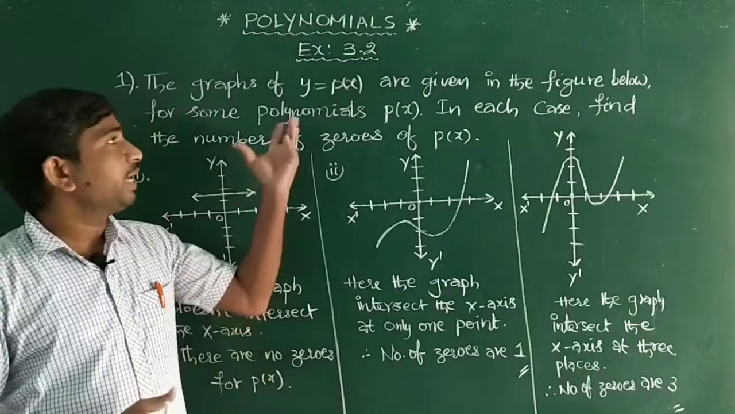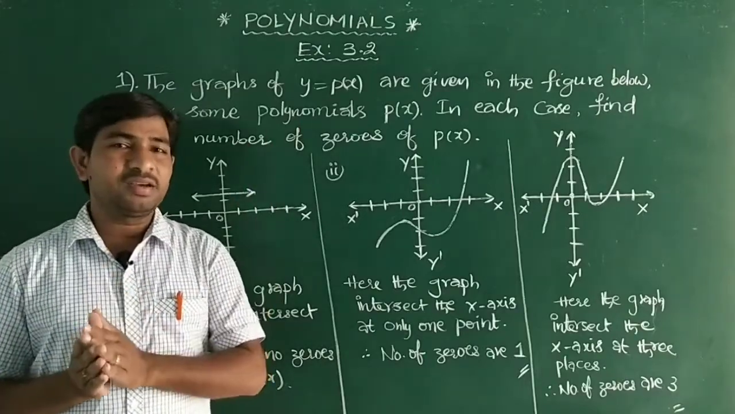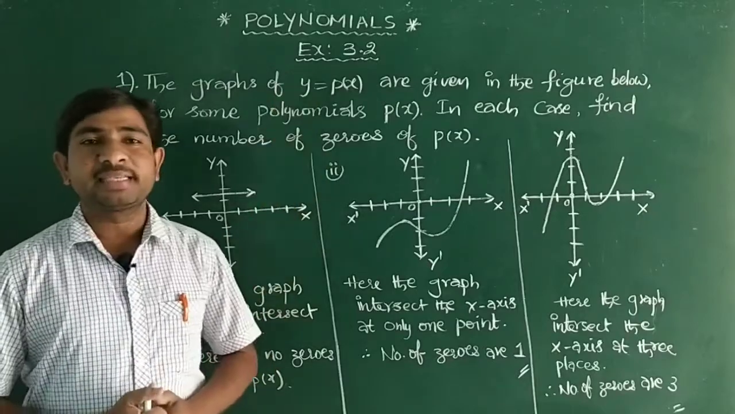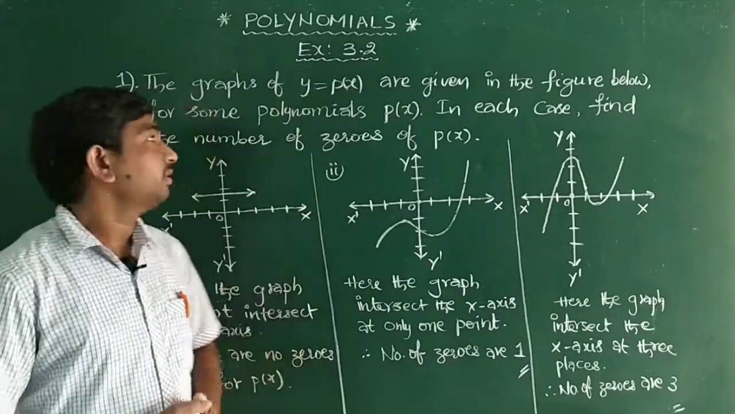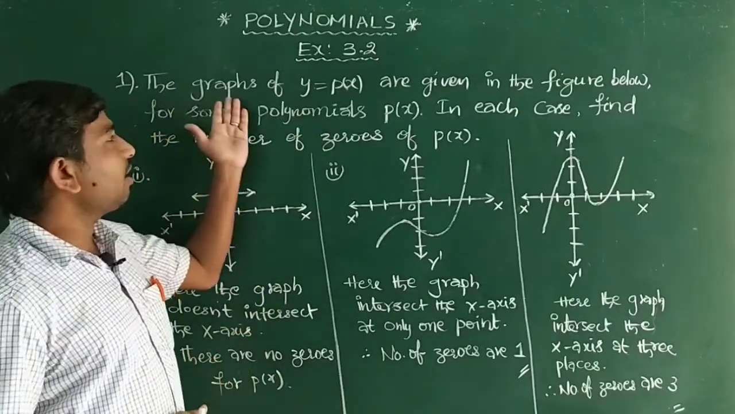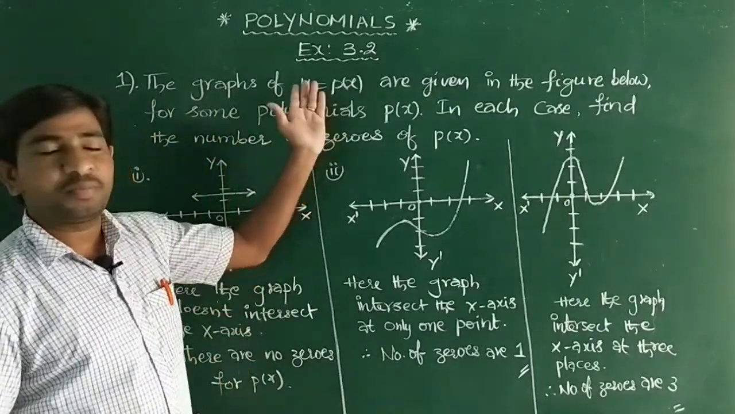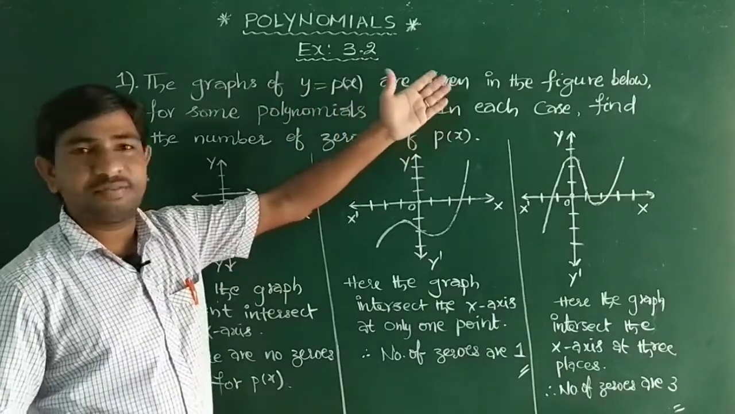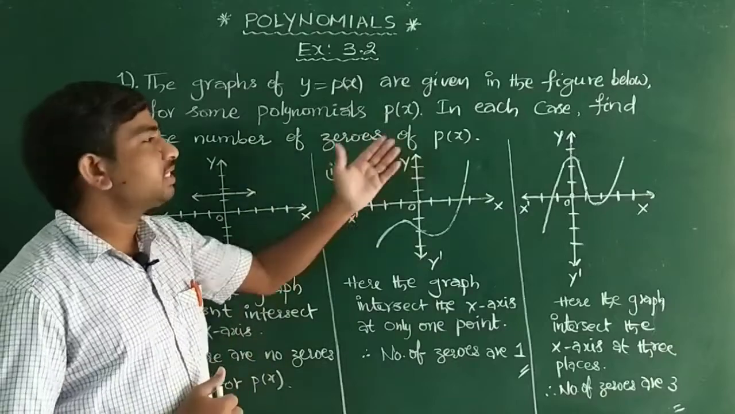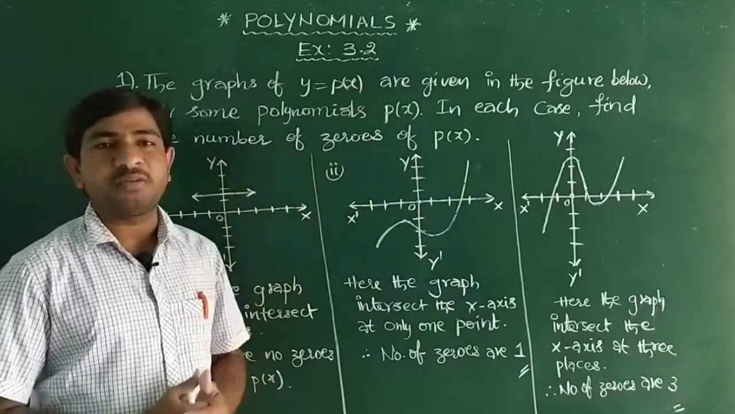Today I am going to explain the 10th class, 3rd chapter, Polynomials, second exercise, that is exercise 3.2. Okay, so what is the first problem of this exercise? The graphs of y equals p of x are given in the figure below for some polynomials p of x. In each case, find the number of zeros of p of x.